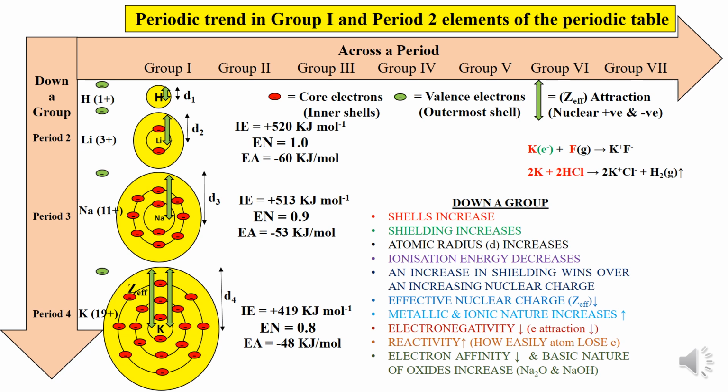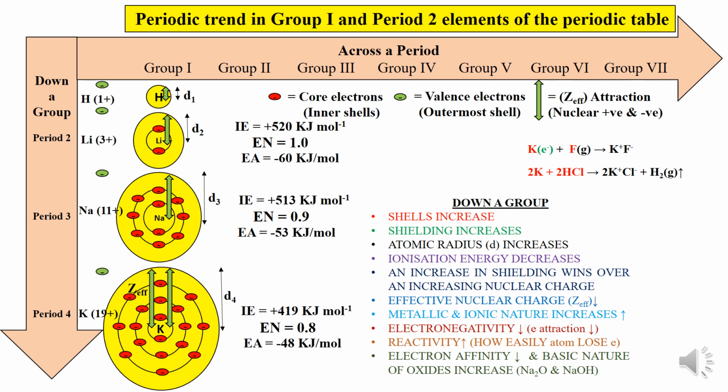And effective nuclear charge decreases because as you go down the group, the size increases, and with increase in size, the distance between the nucleus and the outermost valence electron increases, and therefore with the increase in distance between the nucleus and the outermost valence electron, effective nuclear charge also decreases, which I've already explained. So effective nuclear charge decreases going down the group because of the increase in distance between the nucleus and the outermost valence electron.